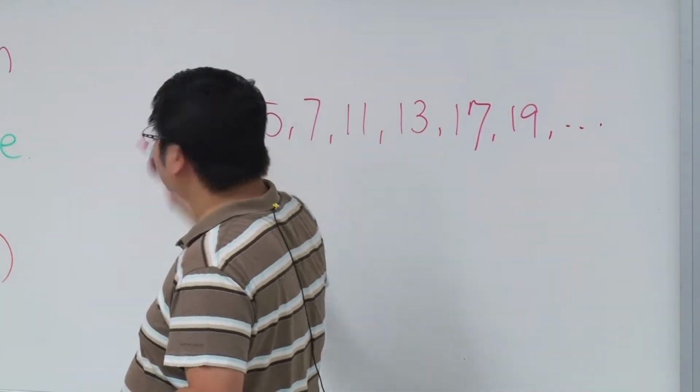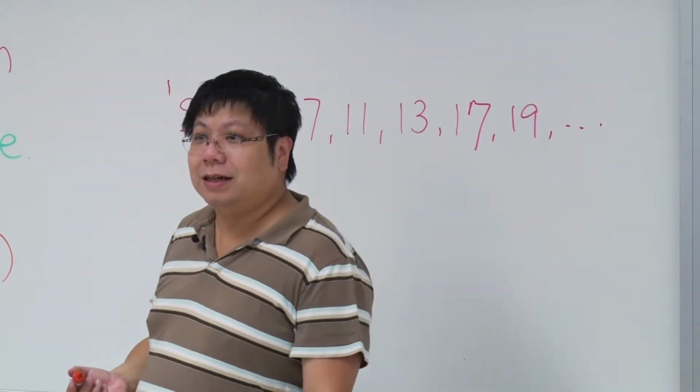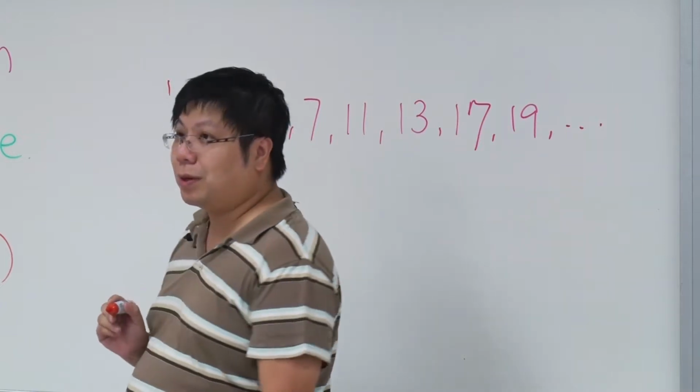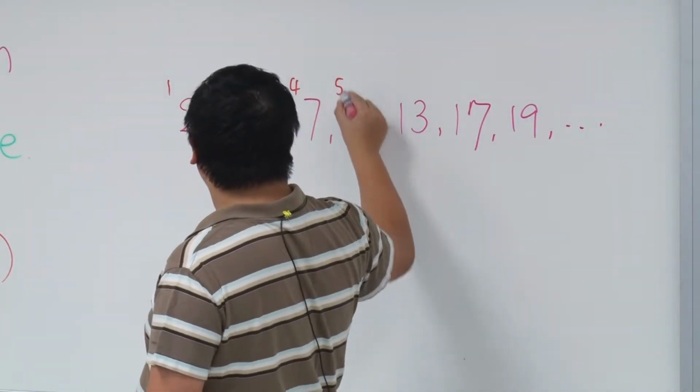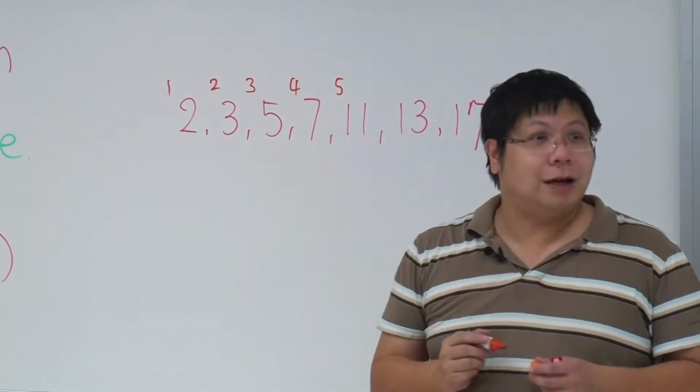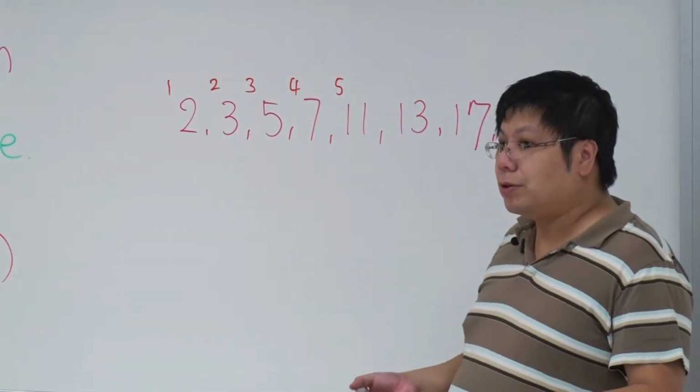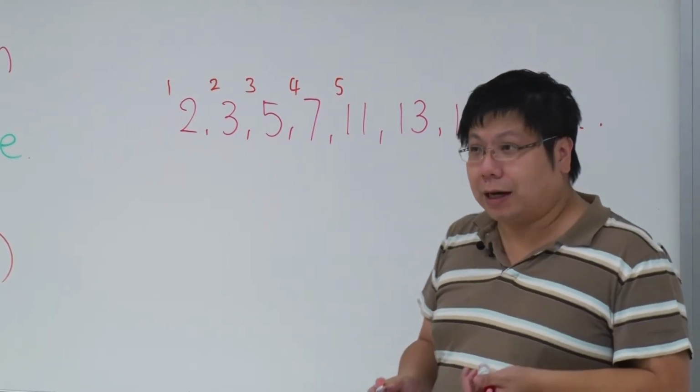I give label 1 to the smallest one in this set. I give label 2 to the second smallest one. I give label 3 to the third smallest one, 4th, 5th, and so on and so forth. Is that okay? So in general, what happens if we are looking at the subset of a countable set?